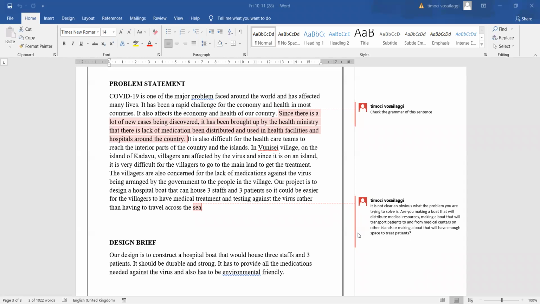If it's all of the above, then close off your problem statement by saying that the boat or the design, whatever it is that you have to design, it has to be a boat that is able to both transport, cater for medical distribution, as well as treat patients.